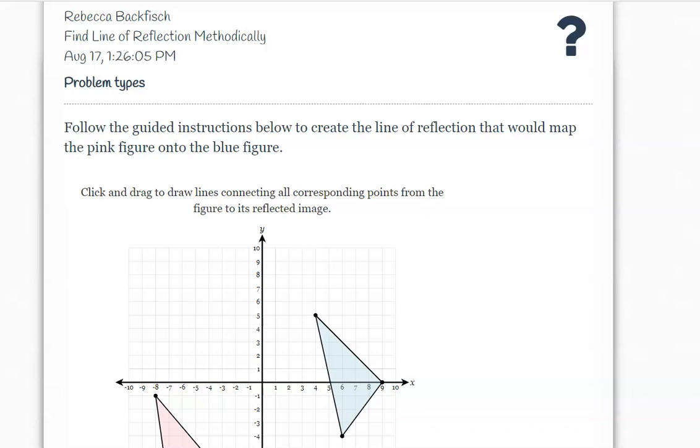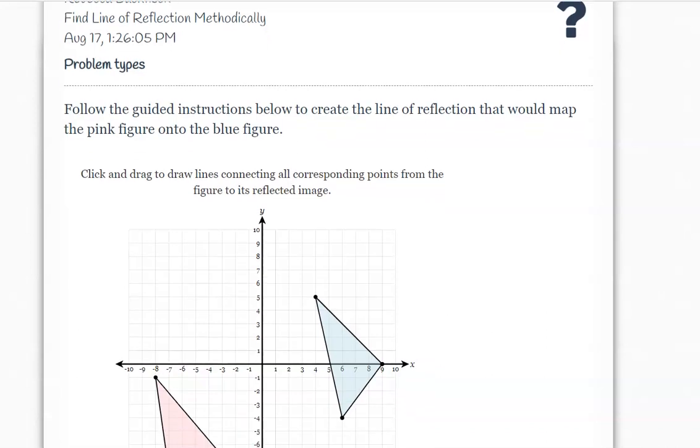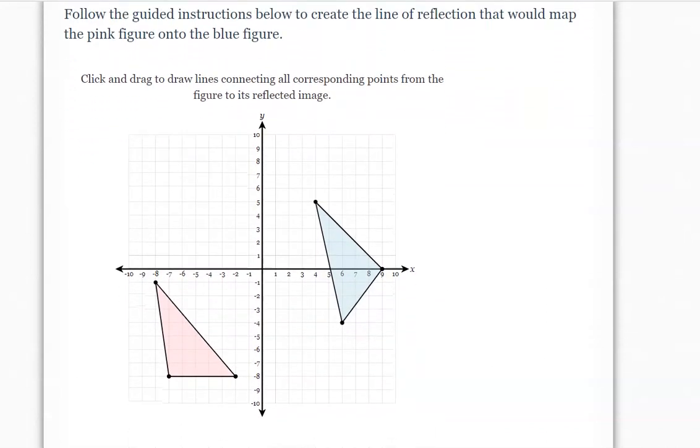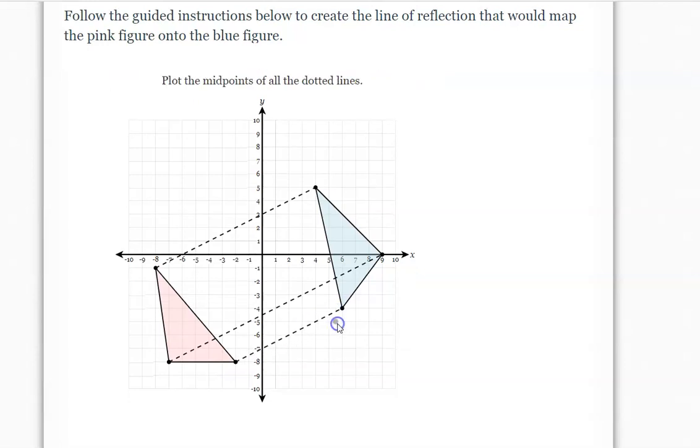It says, follow the guided instructions below to create the line of reflection that would map the pink figure onto the blue figure. So that means the pink figure is my starting figure. The pink figure is my pre-image. I'm supposed to connect corresponding points, which means every pre-image and image need to be connected. So that's the first thing I'm doing.